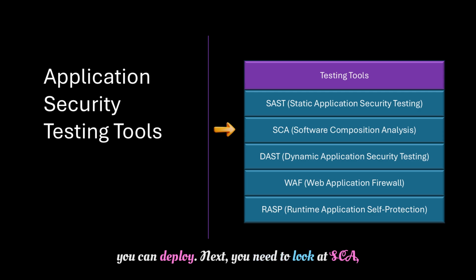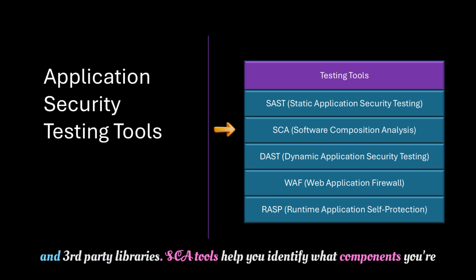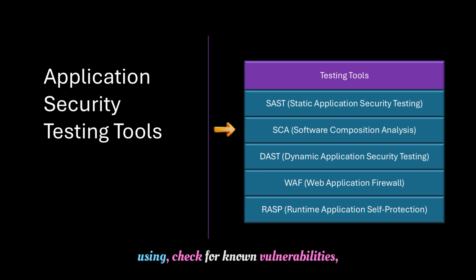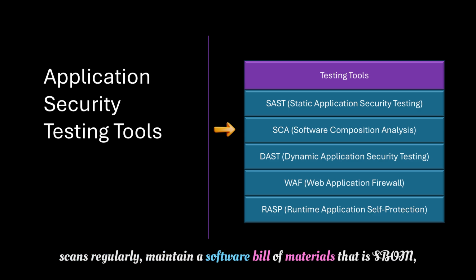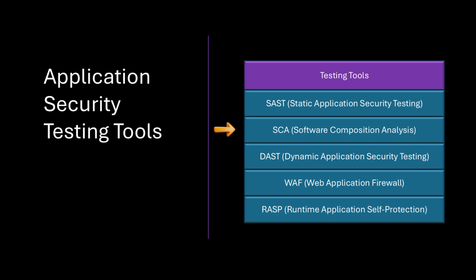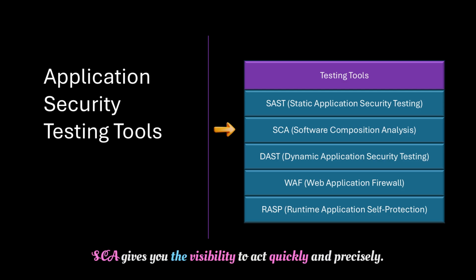Next, you need to look at SCA, which stands for Software Composition Analysis. Today's applications rely heavily on open-source components and third-party libraries. SCA tools help you identify what components you're using, check for known vulnerabilities, CVEs, and validate license compliance. You need to ensure your teams run these scans regularly, maintain a software bill of materials, that is SBOM, and actively track outdated or risky components. When a zero-day vulnerability like Log4Shell hits, SCA gives you the visibility to act quickly and precisely.